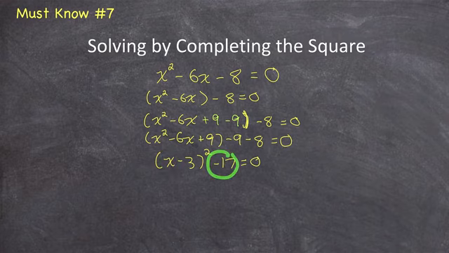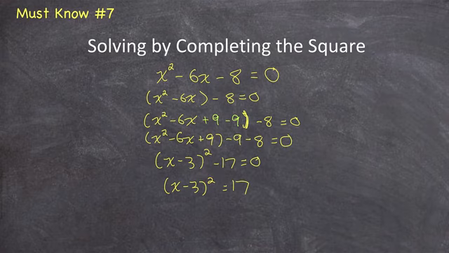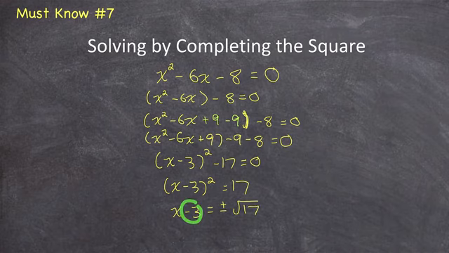I'll start by moving the negative 17 to the other side, and then I'll move the squared to the other side by doing the inverse of squaring, which is plus or minus square rooting. So x minus 3 equals plus or minus the square root of 17. And then lastly, move this 3 to the other side. So I have x equals 3 plus or minus root 17.